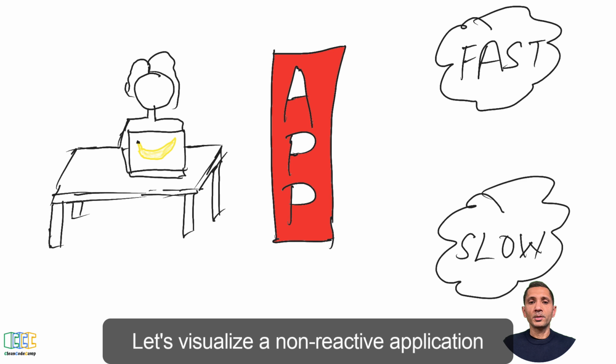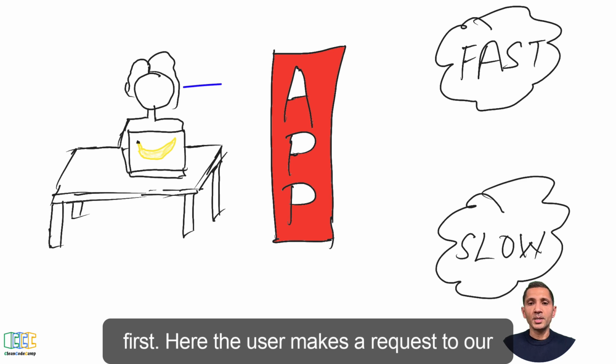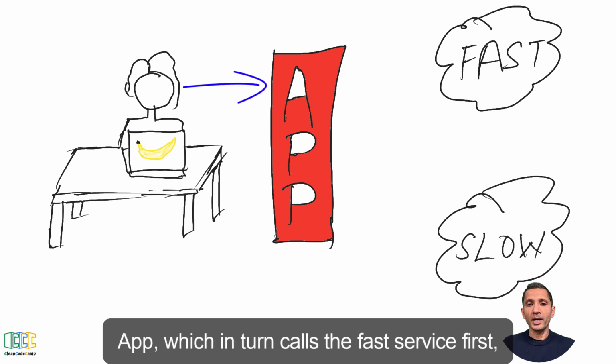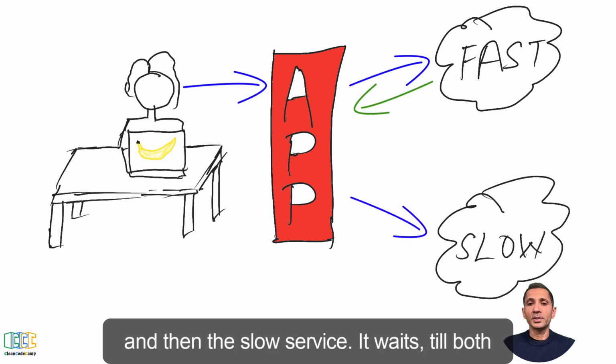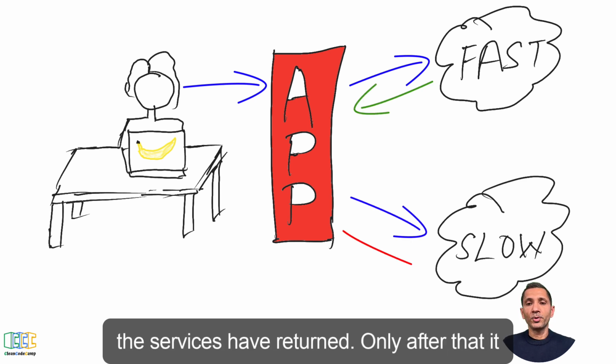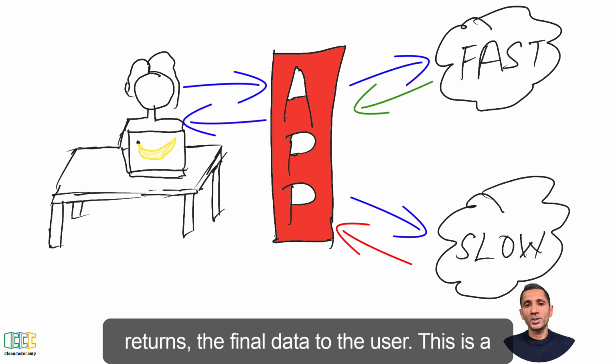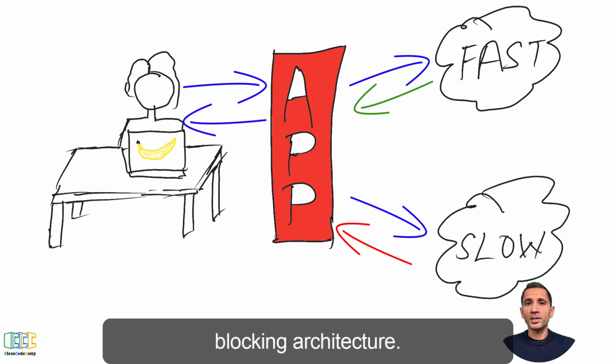Let's visualize a non-reactive application first. Here the user makes a request to our app, which in turn calls the fast service first, and then the slow service. It waits till both the services have returned. Only after that it returns the final data to the user. This is a blocking architecture.